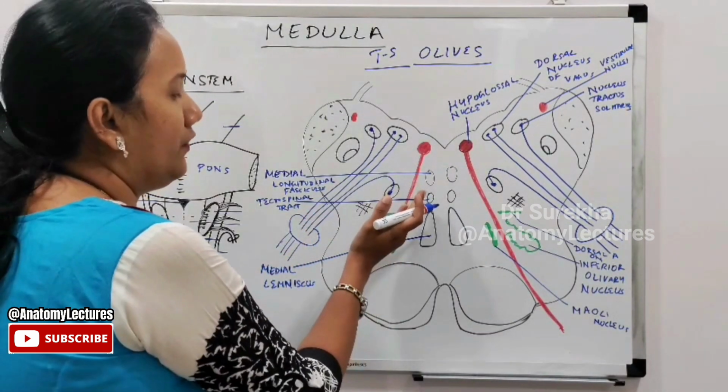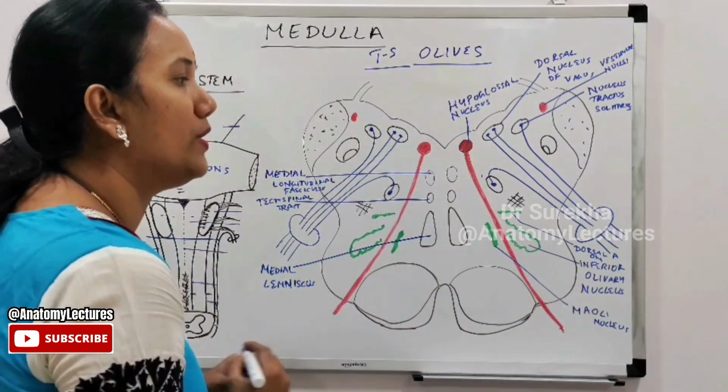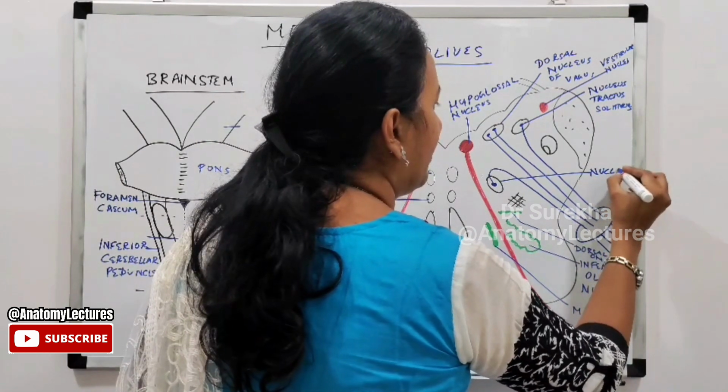And then just lateral to that, you can see the presence of one nucleus which is called the nucleus ambiguus.